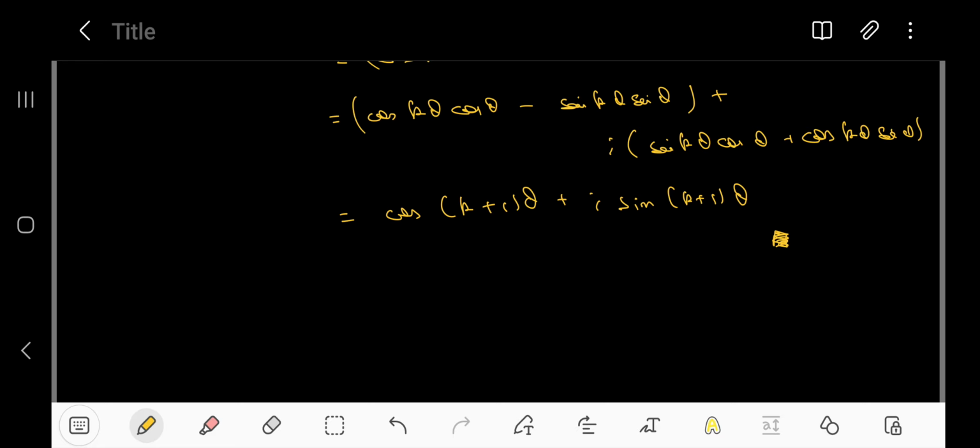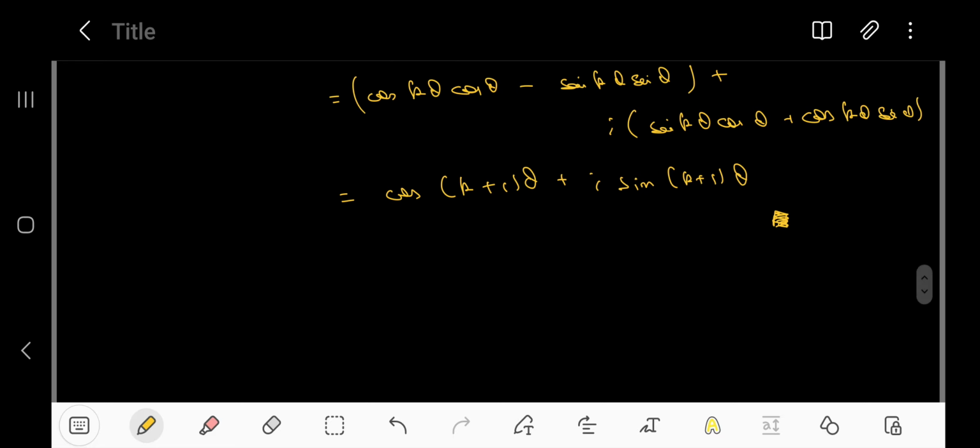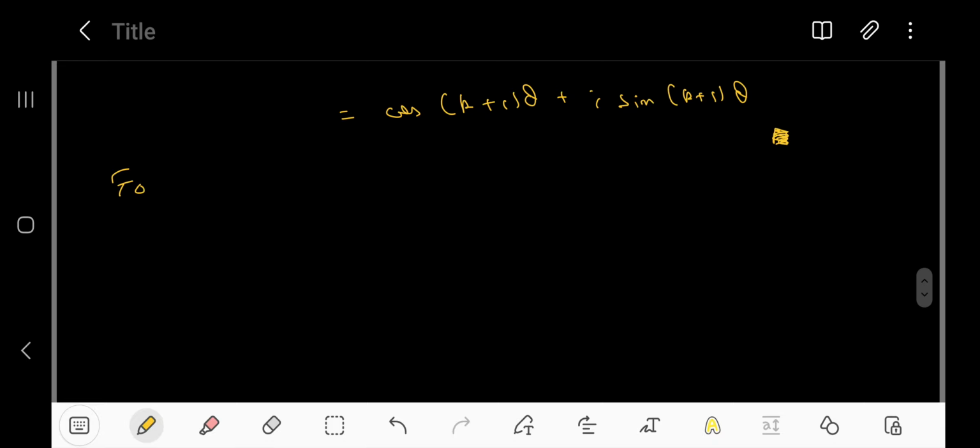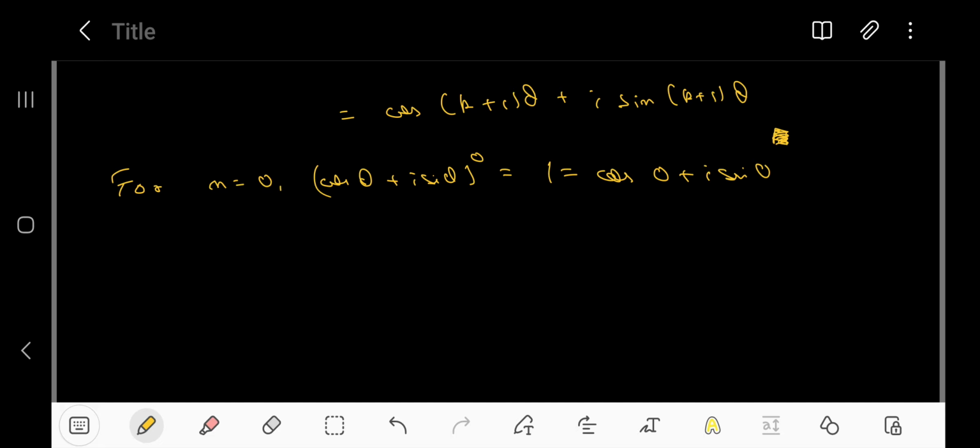Got it? Now what do we do? Now see, for n equals 0, it's again trivial, right? So for n equals 0, (cos theta plus i sin theta) to the power 0 equals 1, which can also be written as cos 0 plus i sin 0, because sin 0 is 0 and cos 0 is 1.